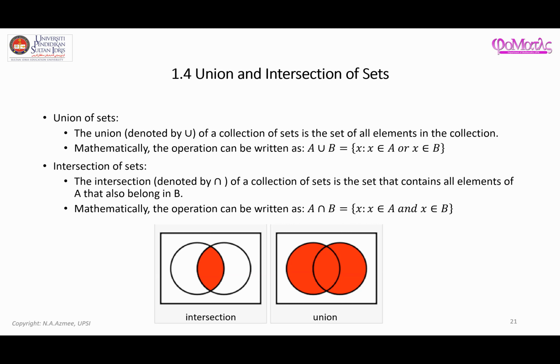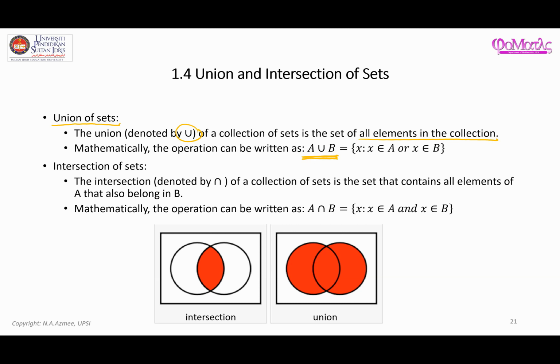In this video, I'm going to talk about the union and intersection of sets. So basically, when you talk about the union of sets, it is denoted by this notation. It is the collection of sets consisting of all elements in that particular collection. Mathematically, the operation can be written as A union B. So we are talking about two sets union together.